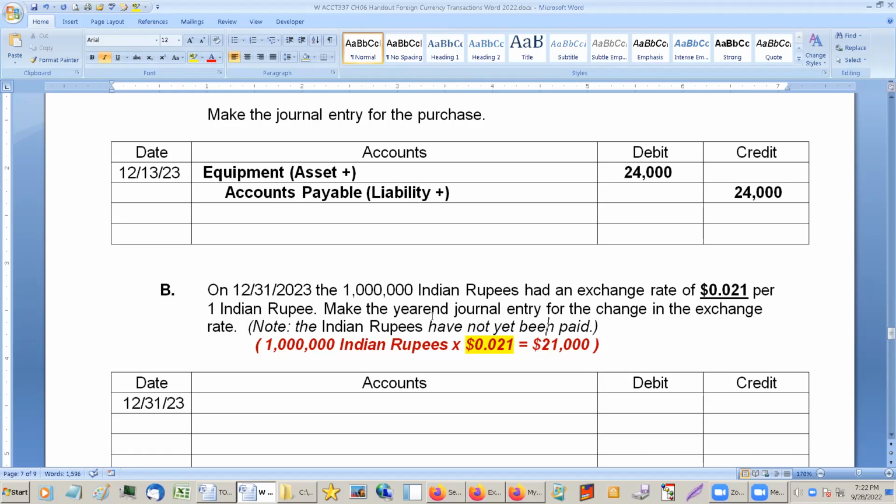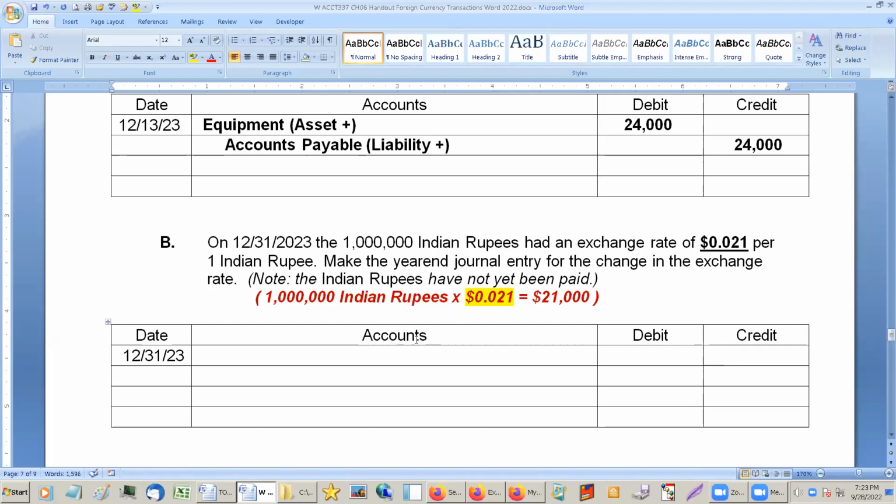Which, by the way, is just a planning kind of thing. If something like this does happen in real life where you've got to pay in rupees and the price of the rupees really drops down, you may just want to jump on it and buy those ahead of time. There's nothing wrong with doing that to lock it in.